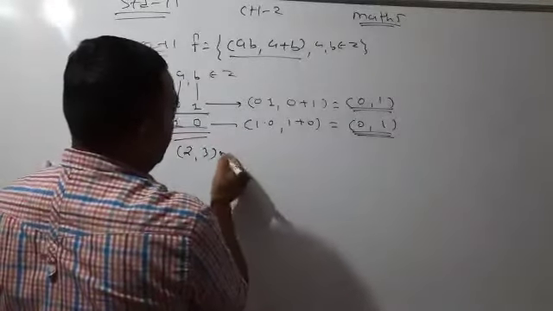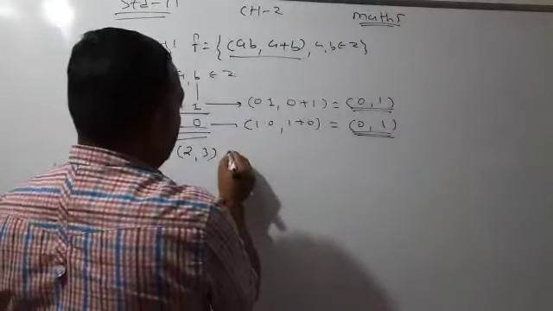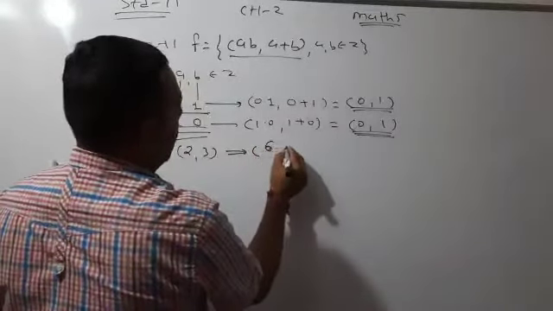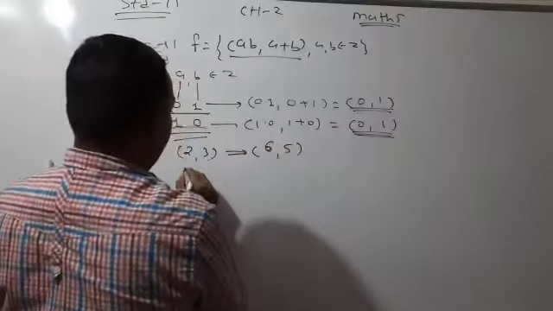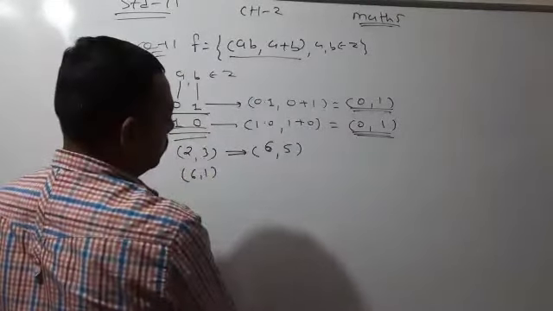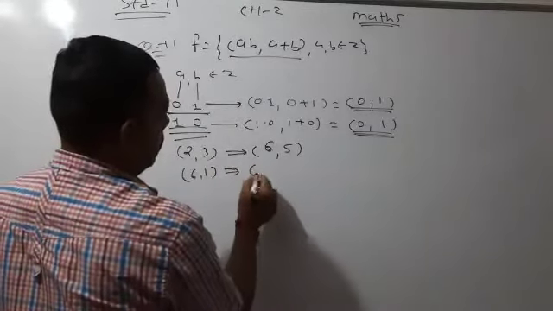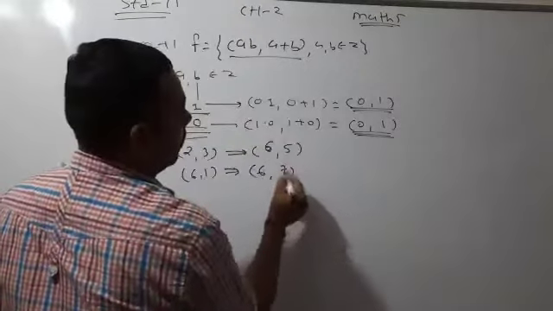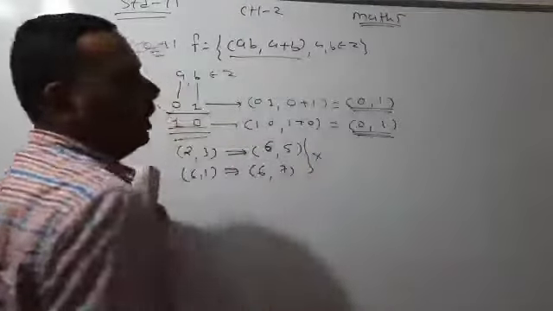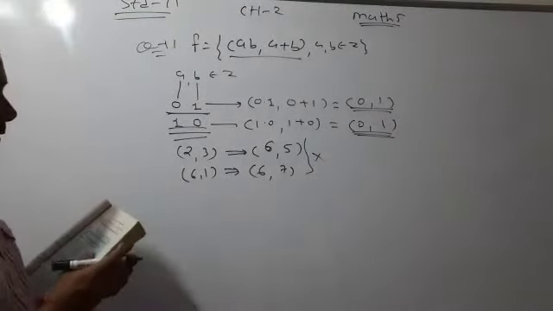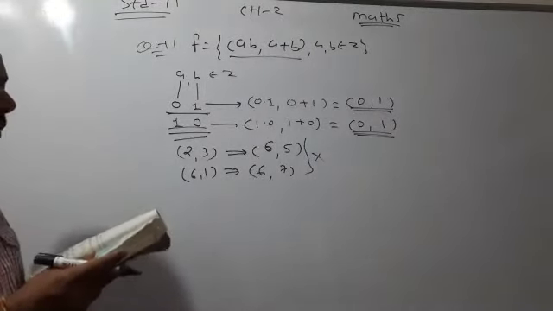Then because of 2 and 3, we get 2 into 3, 6, and here 2 plus 3, 5. But suppose I will consider 6 and 1. What happened here? 6 ones are 6, but 6 plus 1, 7. Is uniqueness maintained? No. So this is not a function from Z to Z.